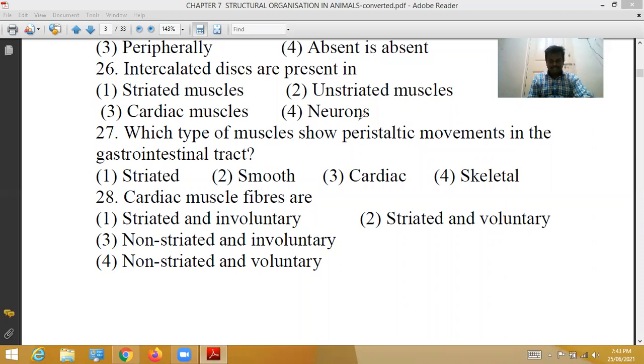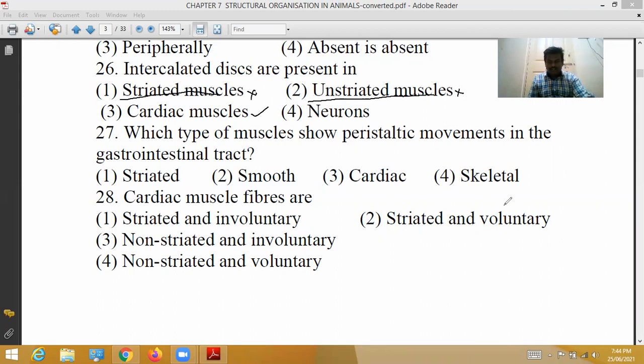26th bit. Intercalated discs are present in... This is the question. Here there are four options given. So in the striated muscles, intercalated discs we could not find. So option 1 is wrong. Unstriated muscles also do not contain any kind of striations, so it is also wrong. Cardiac muscles, it is correct.